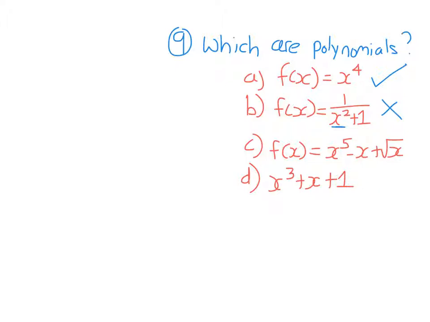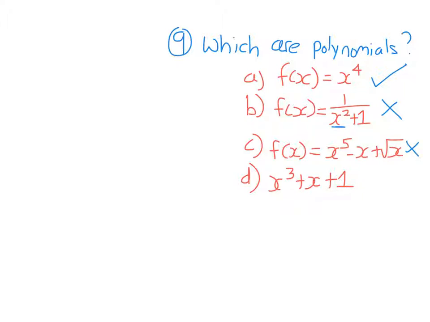Now in C, x to the power of 5 minus root x. This part here is a polynomial, but the root x makes it not a polynomial. Square root of x is x to the power of a half. The power is not an integer, not a whole number, so therefore square root of x is not a polynomial, so therefore the whole thing is not a polynomial just because of the square root of x term.